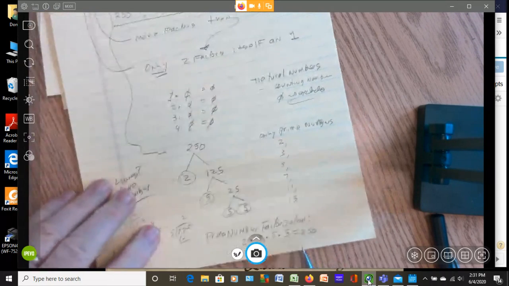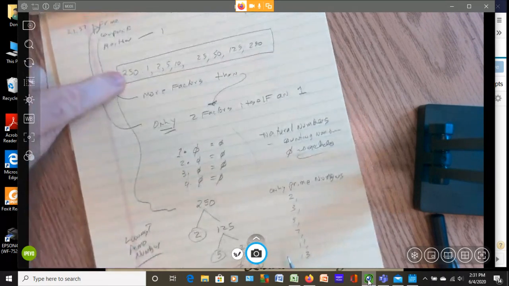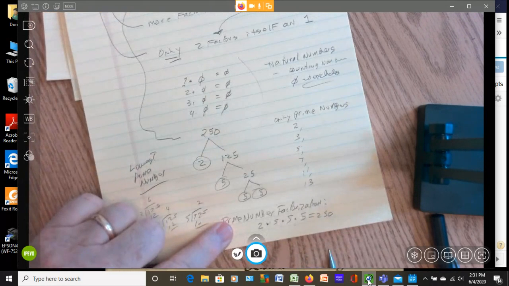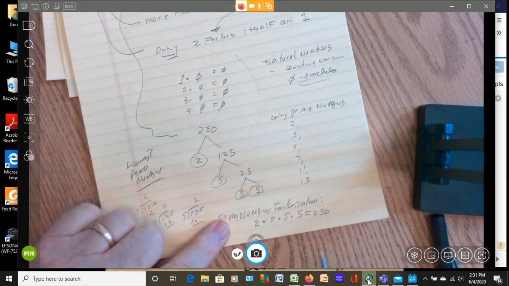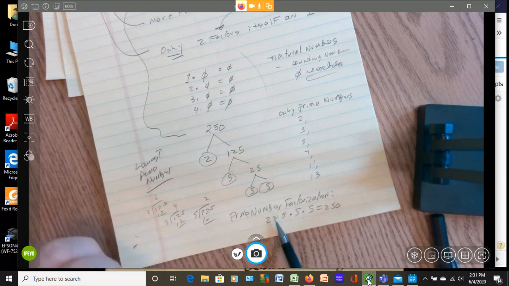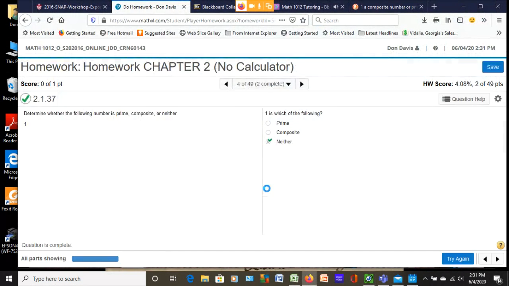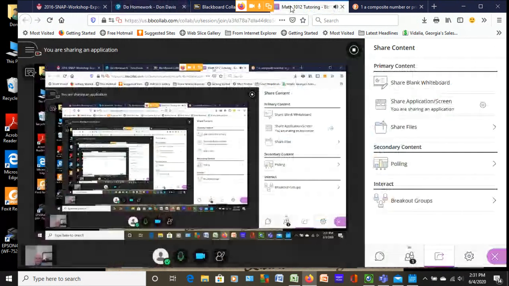So there are 2 ideas. In one, you list all the factors. In the other, you only find the prime number factorization, and you only use prime numbers. The last thing I'm going to say about this is that every number has a unique prime number factorization, unique to itself. We've already finished that, so I think we'll call this done.